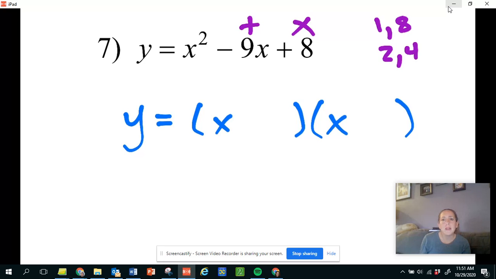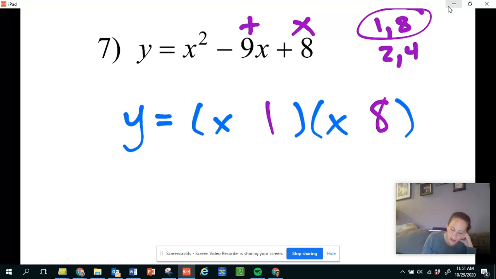So which one gives me 9? Well, it's the 1 and 8. I want them to add up to negative 9, so I'm going to make them both negative. That way, when I add, I get negative 9, but when I multiply, I get positive 8.